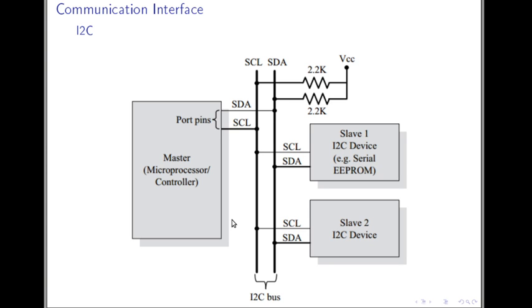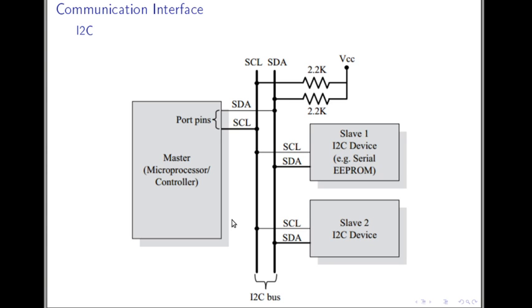Now come to the communication interfacing, which is very important for the embedded system. A single chip is good for nothing, so it has to communicate with other chips or another microcontroller. It has to communicate with something. For that, there are some communication protocols for embedded systems. The most popular ones are I2C, SPI, and UART.